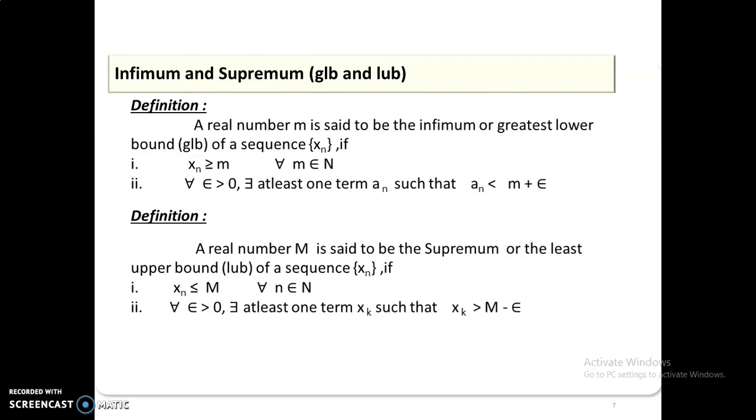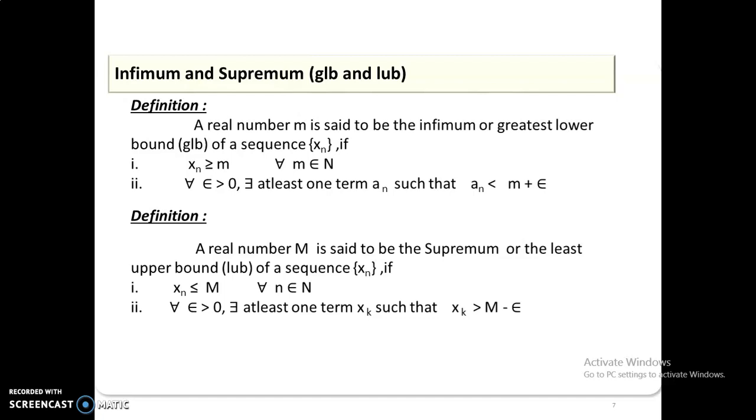Now we go to the other definition, the least upper bound or supremum. A real number capital M is said to be the supremum, or least upper bound, of a sequence xn if the nth term of the sequence xn is less than or equal to capital M for all small n belonging to the natural numbers N.